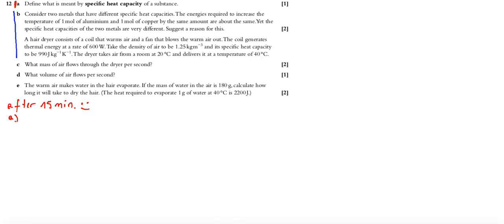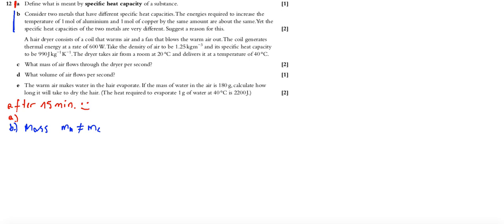Consider two metals that have different specific heat capacities. The energy required to increase the temperature of 1 mole of aluminium and 1 mole of copper by the same amount is about the same, yet the specific heat capacities of the two metals are very different. Suggest a reason for this. Okay, the reason is mass. In the case of B, the key word is mass. If we have the same amount of molecules, but of metals which have different molar masses, then the mass of each metal is different. Is it clear? So the molar mass of aluminium is different than the molar mass of copper. So if the molar mass of aluminium is different than the molar mass of copper, then the mass of 1 mole of aluminium is different than the mass of 1 mole of copper. Is it clear?